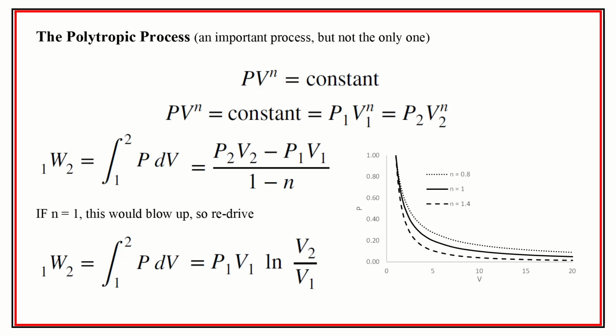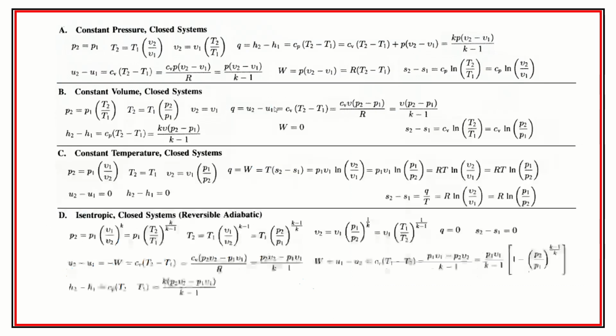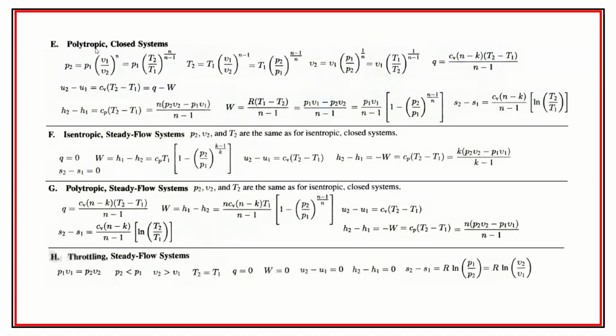We're continuing on with the polytropic process. We talked about this in the last video. I showed you my cheat sheet that I think I'll hand out, even though I'm wondering if that's the right idea, but I'm going to do it anyway. Of all these different processes, right here is the polytropic closed process that we'll be using.